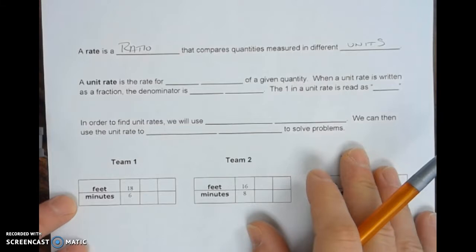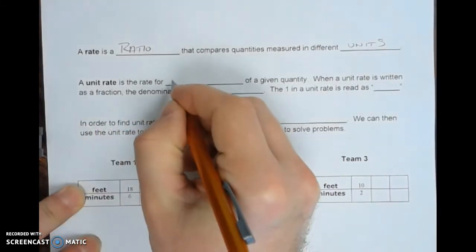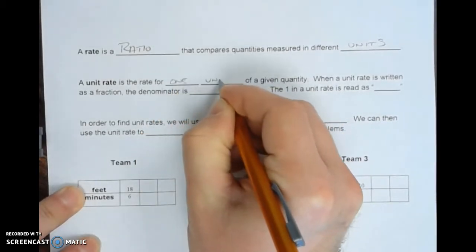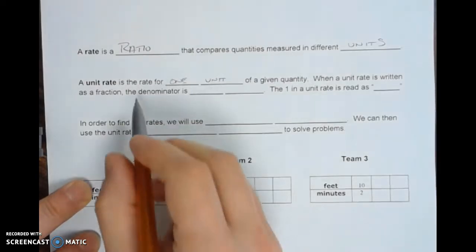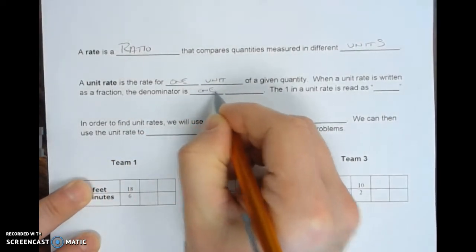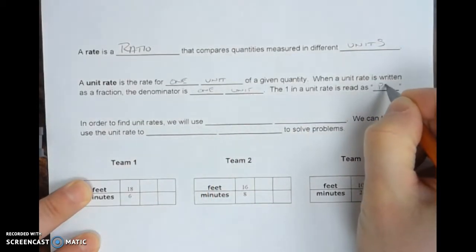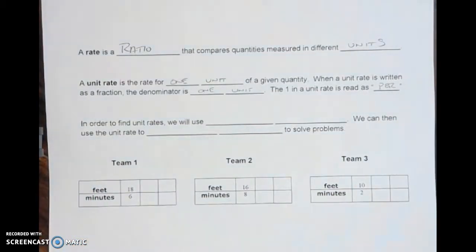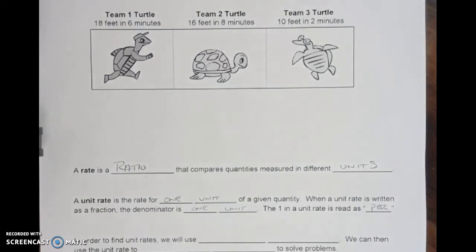Okay, what we're going to want to do is try to figure out each turtle's unit rate. A unit rate is the rate for 1 unit of a given quantity. When a unit rate is written as a fraction, the denominator is going to be just 1 unit. And the 1 in a unit rate is read as the word per. You've probably heard rates that use the word per, like miles per hour or feet per minute, something like that. And in fact, that's what we're going to be looking at in this example. We want to know how many feet can the turtles go in 1 minute. So we want to know their feet per minute.